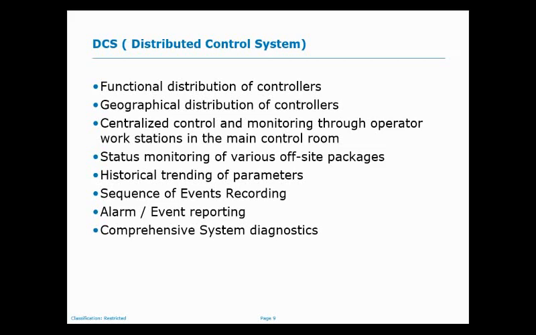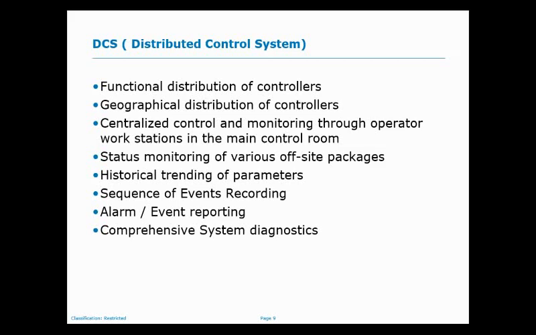And then suppose the whole plant is spread over about 1 kilometer, you will bring all the field parameters to one control room for monitoring or control. So you are giving a centralized control and monitoring provision in the main control room. This is how you will envisage the distributed control system functionalities.